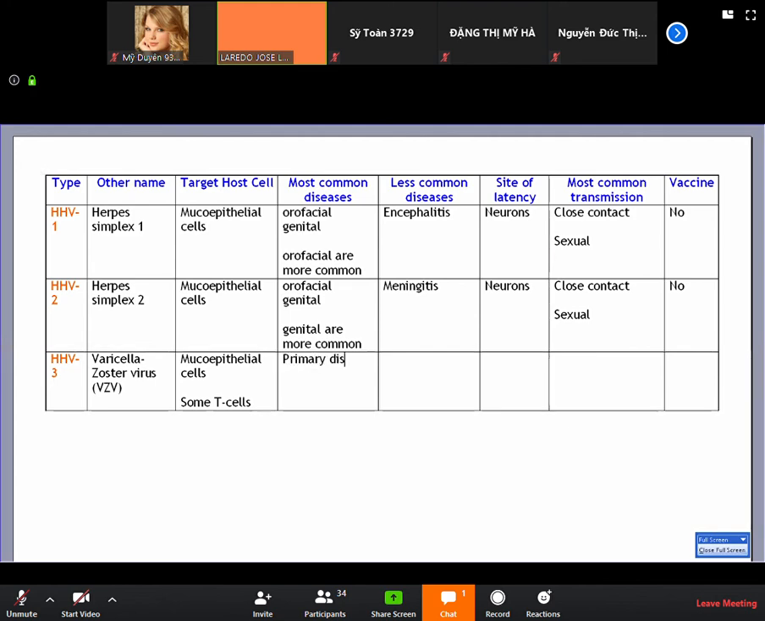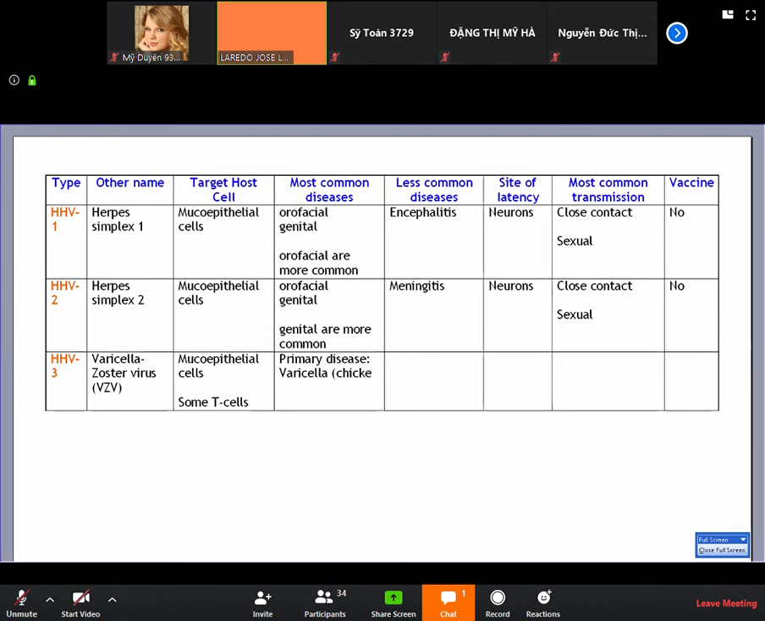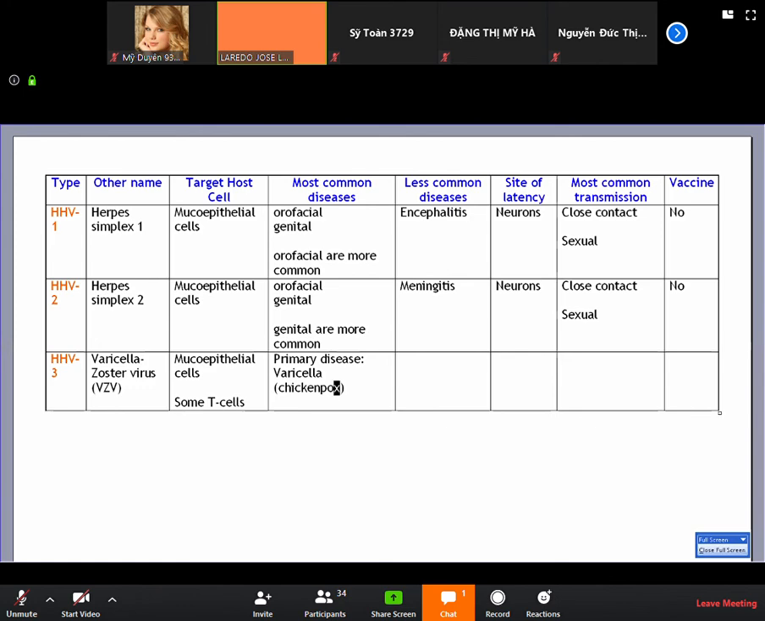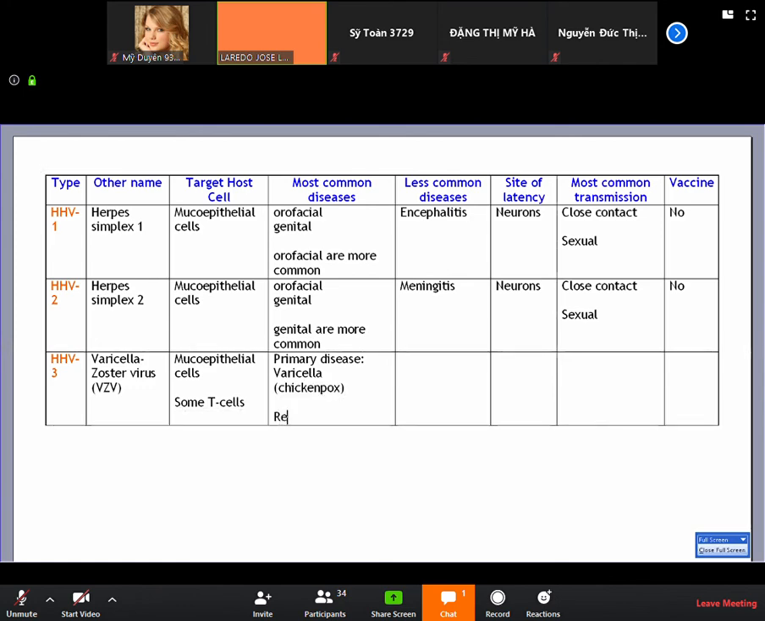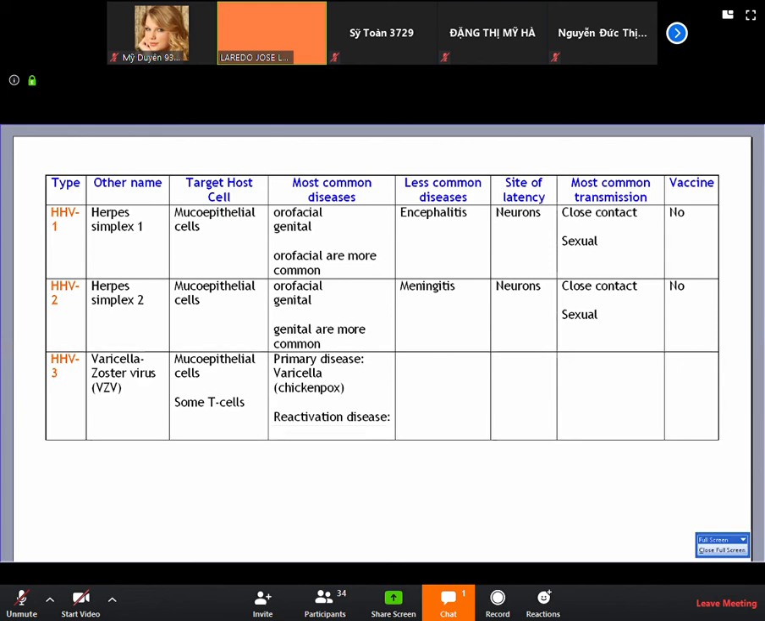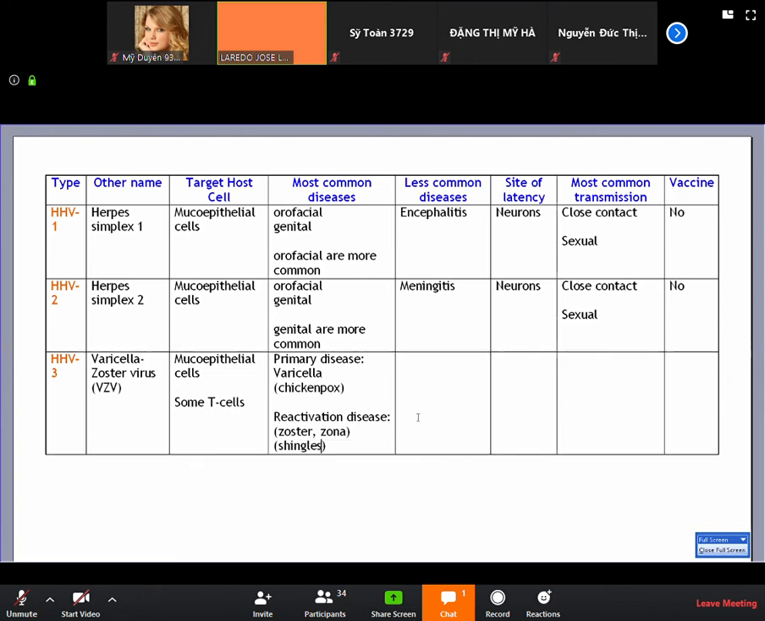The primary disease is called varicella, or chickenpox in English, but I don't like this name because it's confusing. And the reactivation disease is different to the primary disease. The reactivation disease is called zoster or zona. And in English, they call it shingles. But I don't like this word in English because it's confusing.